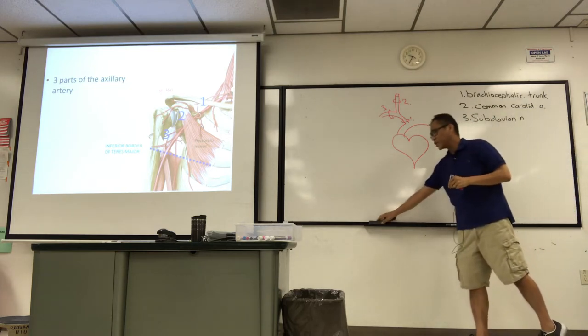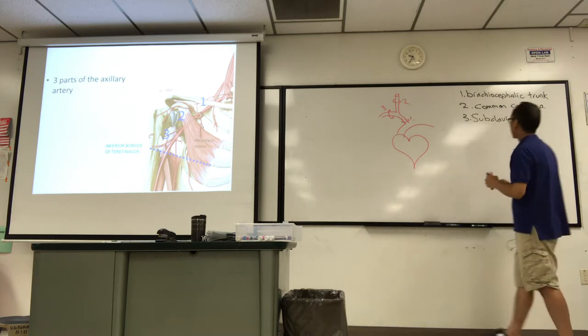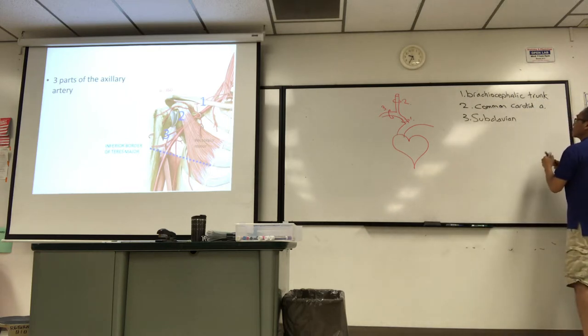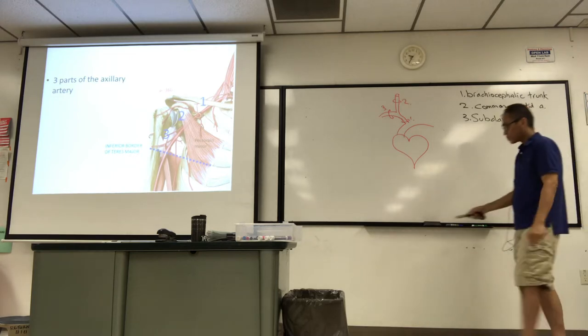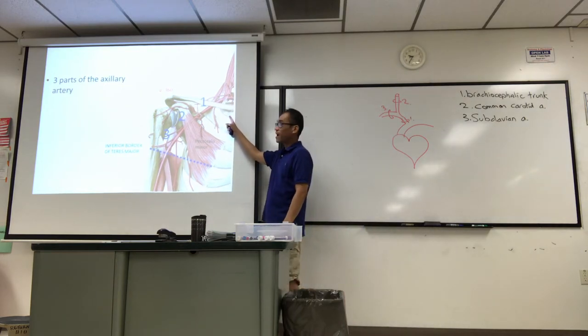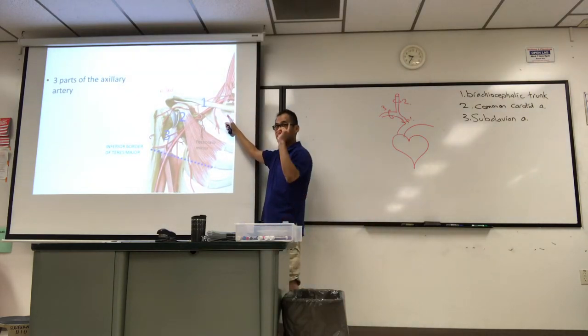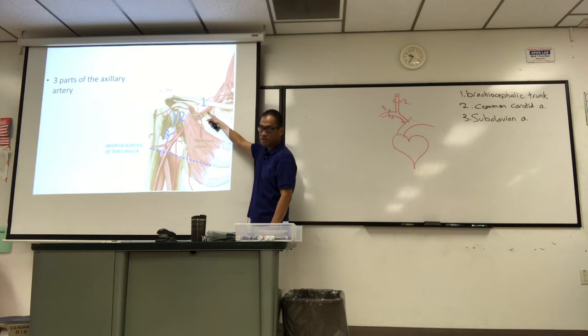Subclavian artery, what region is that? Neck. So you made it out of your chest into the neck. Now you've got to get out of the neck into the arm. Let's see, right here, which rib is that? You've got 12. Which one is that? That's the first one. When the artery passes the lateral border of the first rib, the name changes from subclavian to axillary.